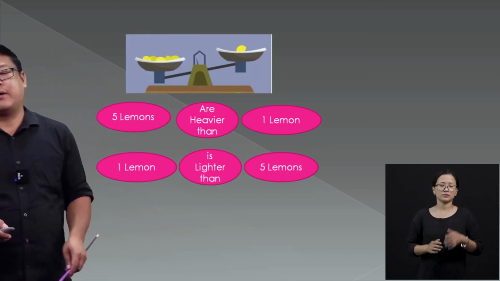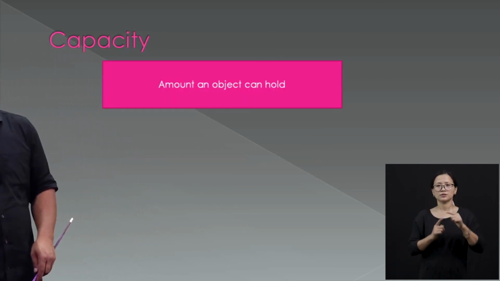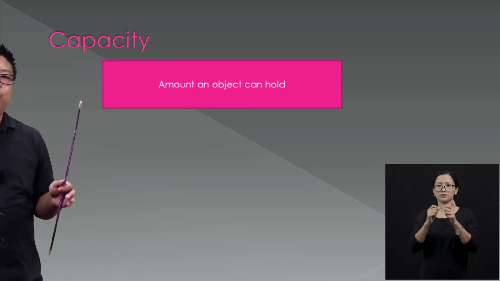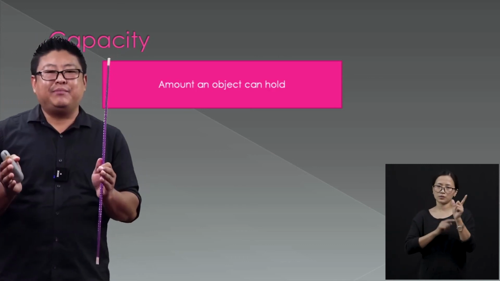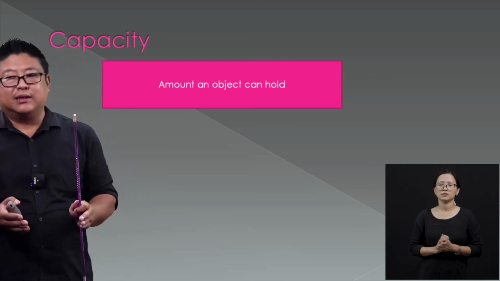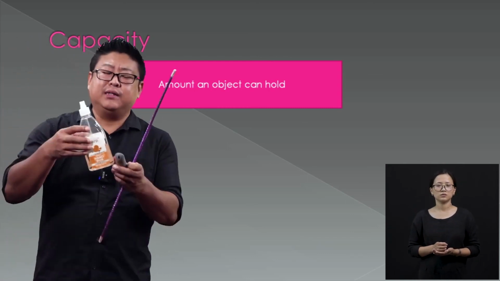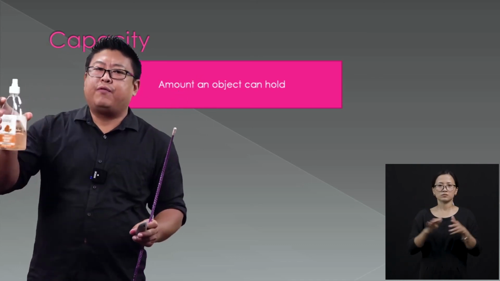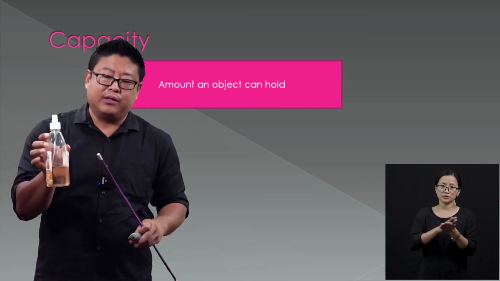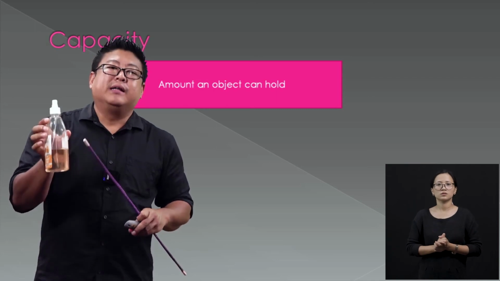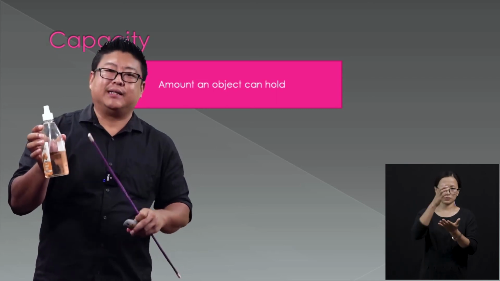Now let's look at our final topic for today, capacity. Capacity, as I've already mentioned, capacity means, for example, a bottle. For example, this bottle, the amount of sanitizer that it can hold, the hand sanitizer it can hold, this is called your capacity. All right.